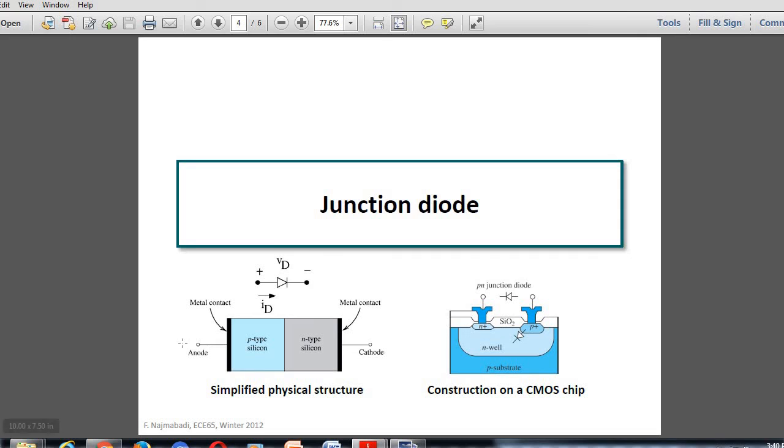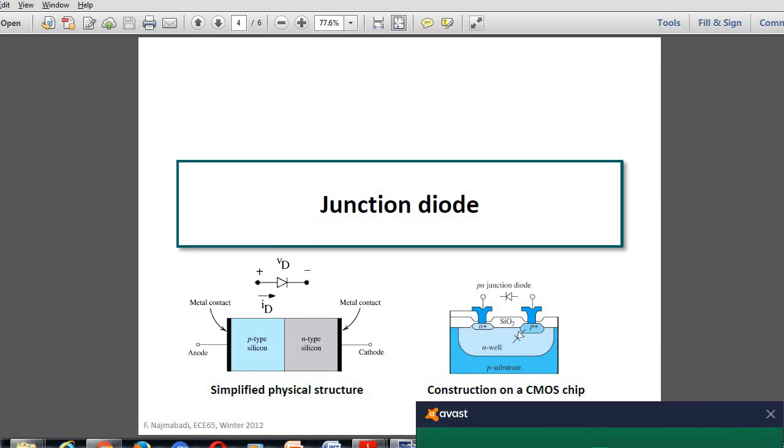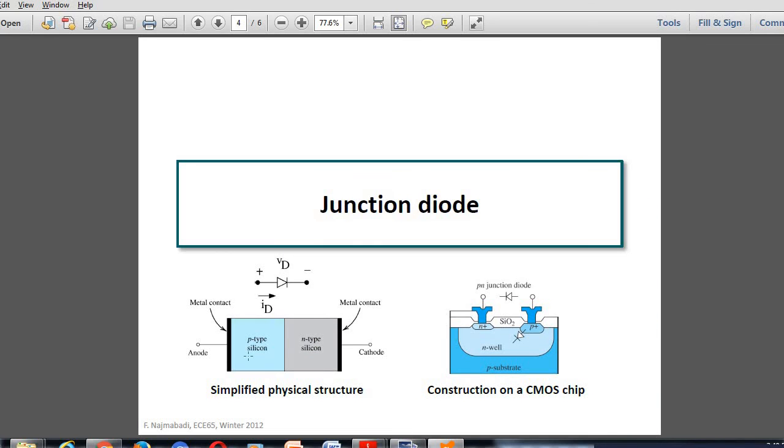The terminal connected to the p-type material is called the anode and the terminal connected to the n-type material is called the cathode. After connecting these two p-type and n-type materials, we get the diode. At the junction of the diode, we get one extra layer. This is called the depletion layer. What the depletion layer is and what its function is, we will cover in the next class.